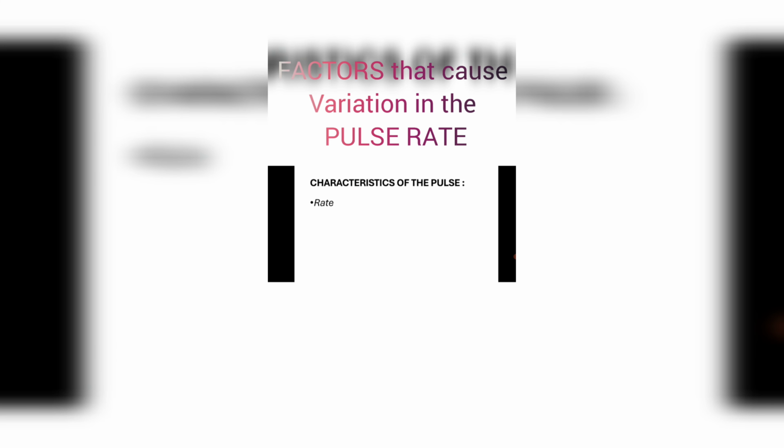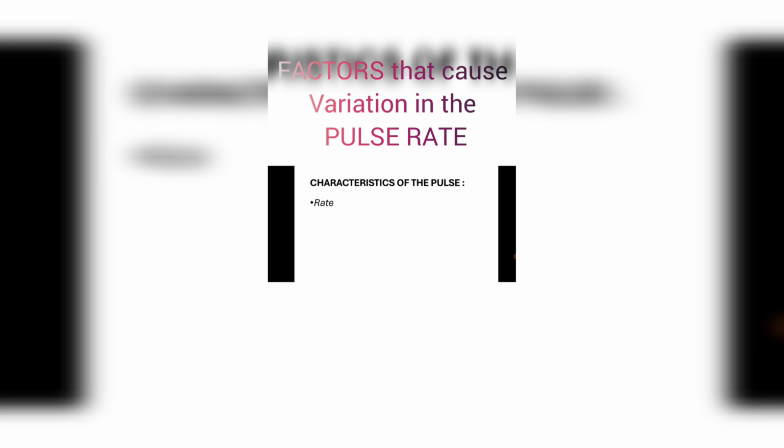The next factor that causes variation in the pulse rate is sex. The female has a slightly more rapid pulse than the male. Then the next factor is physique. The short person with a small body build has a slightly more rapid pulse than the tall heavy individual. Then the next factor is exercise. Increased muscular activity will increase the pulse rate.